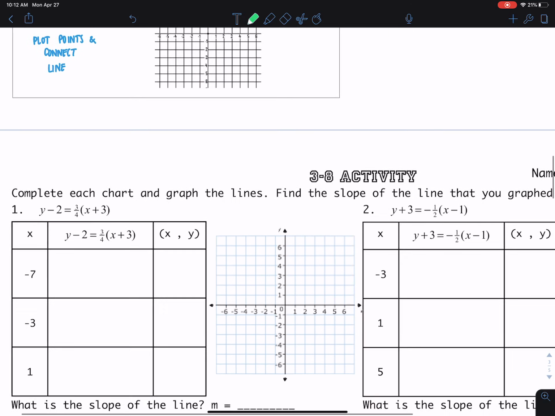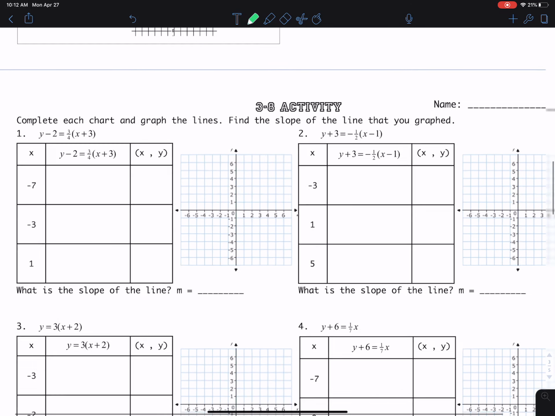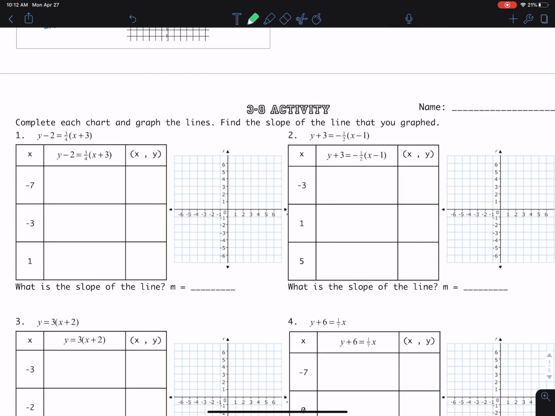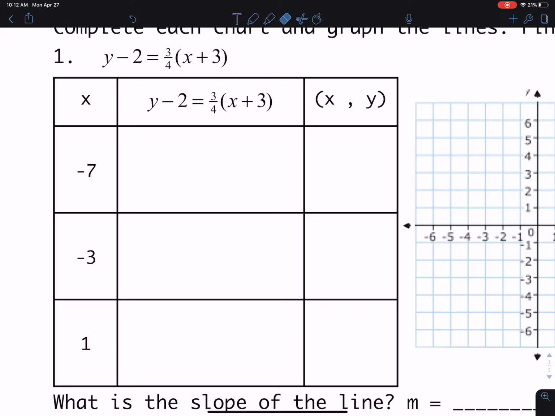Okay, and then that brings us to 3.8 activity. So it says complete each chart and graph the lines. Find the slope of the line that you graphed. So this is an input-output table. It just looks a little bit more complicated than our slope-intercept form equations. So we're going to plug in -7 for x. So we have y minus 2 equals 3/4 times -7 plus 3.